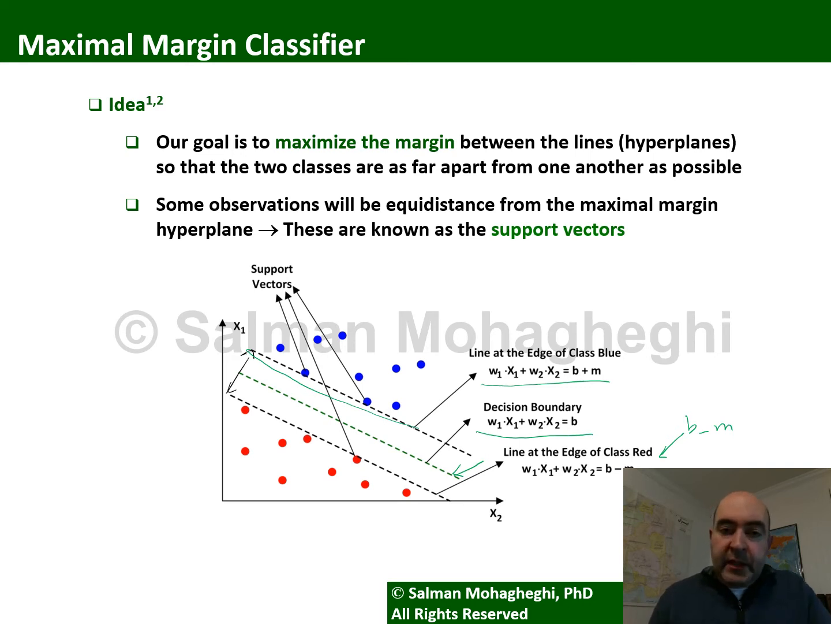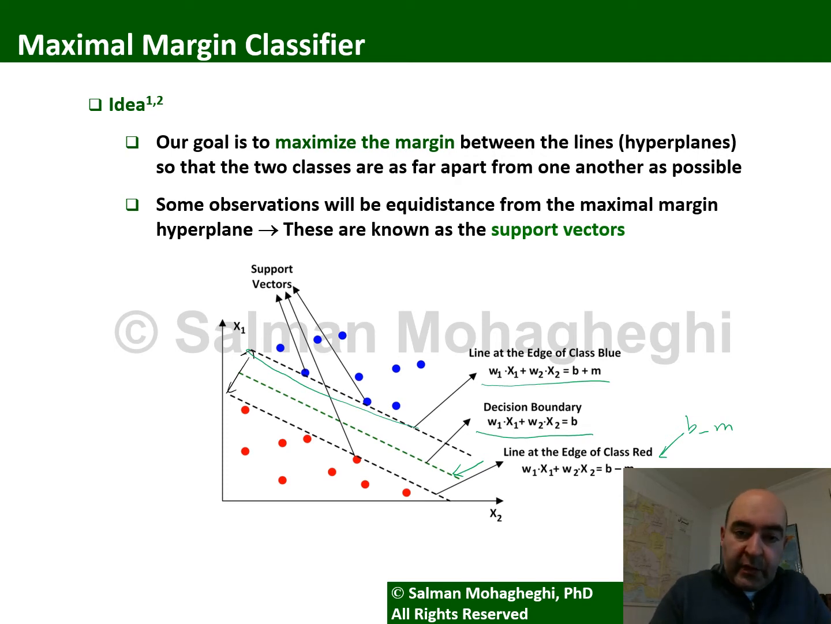Now, you notice that we have some observations that have the exact same distance from that maximal margin hyperplane. In SVM terminology, we refer to these as the support vectors. Support vectors are very critical because if you change the position of one of the support vectors, the entire boundary, the entire decision hyperplane will change, despite the fact that others don't have that same effect.